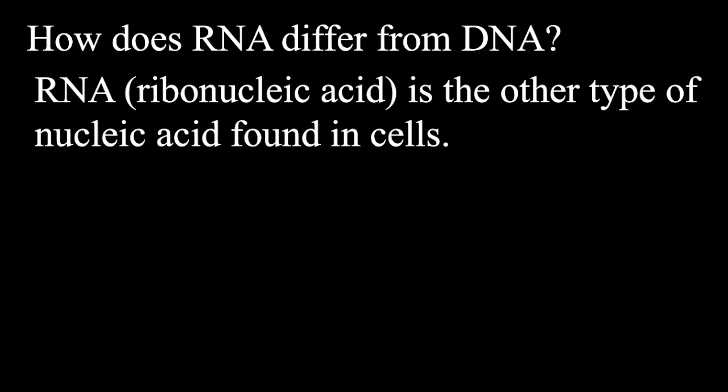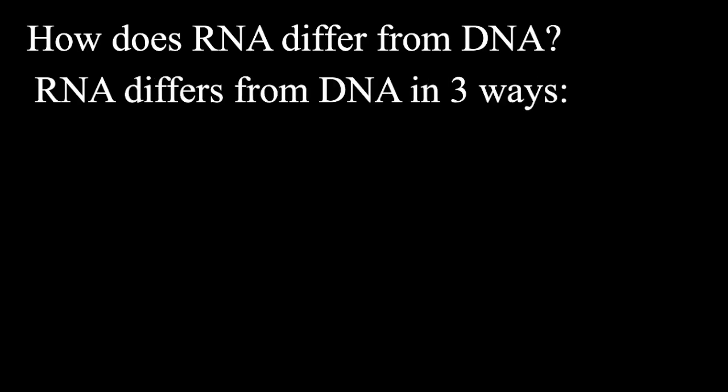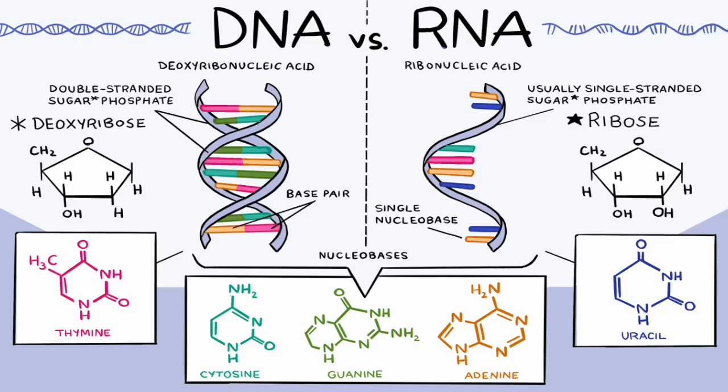RNA, ribonucleic acid, is the other type of nucleic acid found in cells. RNA differs from DNA in 3 ways. Looking at the image on the left, you have DNA. On the right, you have a single strand of RNA. DNA is a double helix, whereas RNA is single-stranded and is a helix.